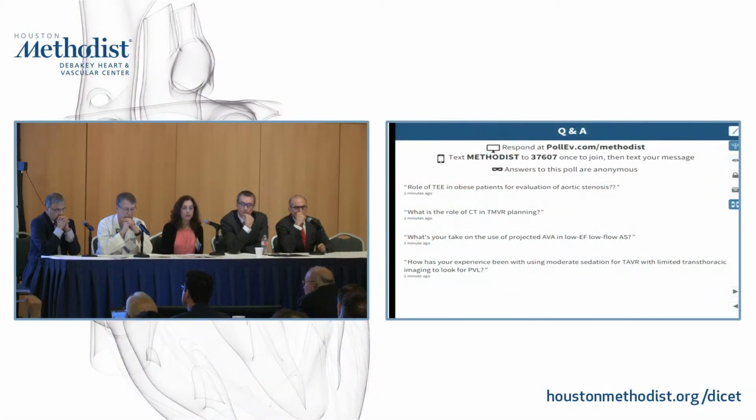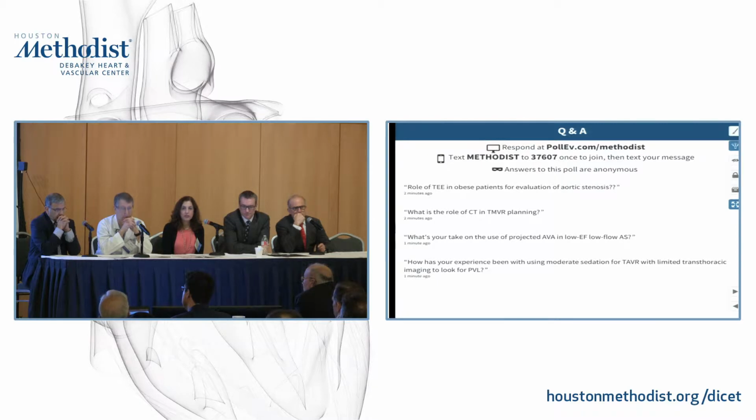Maybe Vera, do you want to look at number 3? Projected AVA and low flow AS? Yeah, I mean, that's one of the techniques that Pibarot has proposed for trying to reconcile if a valve in a low flow state is true versus pseudo-aortic stenosis. So it's certainly a viable way to do it.